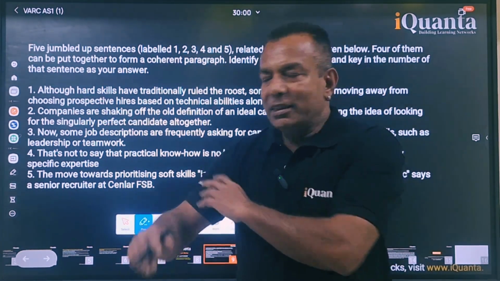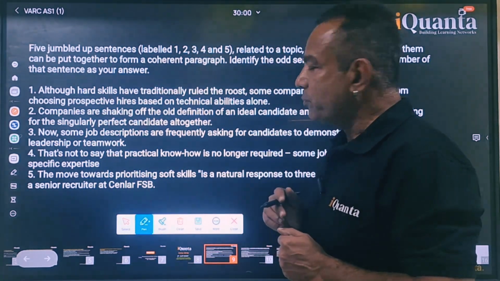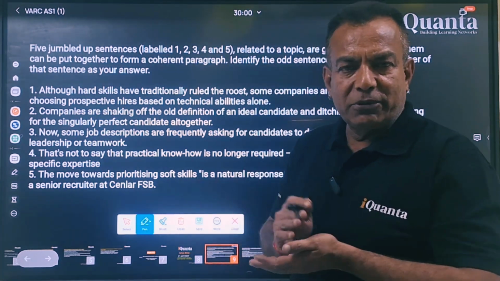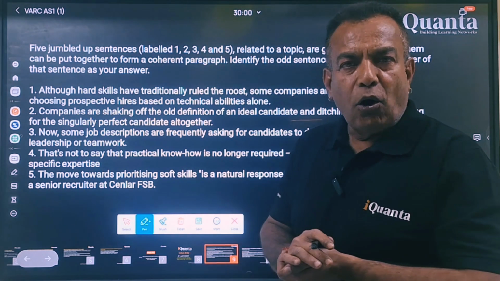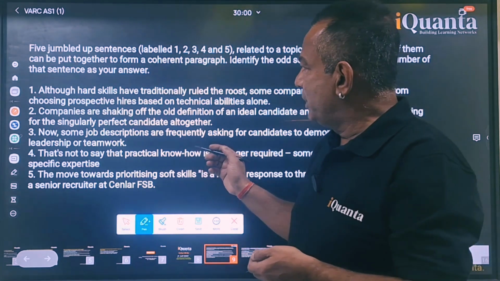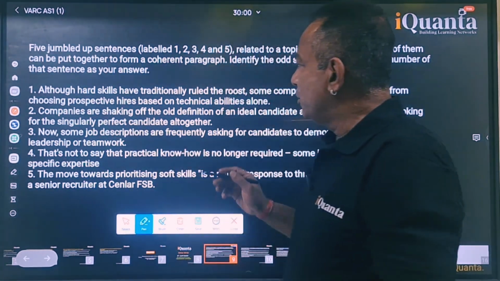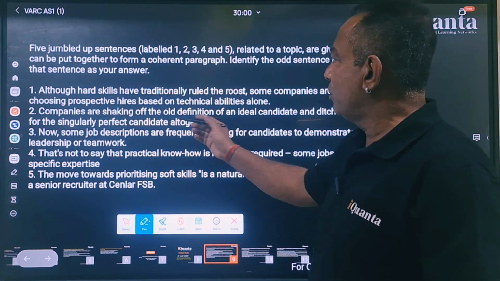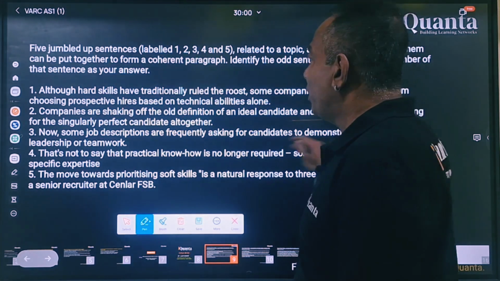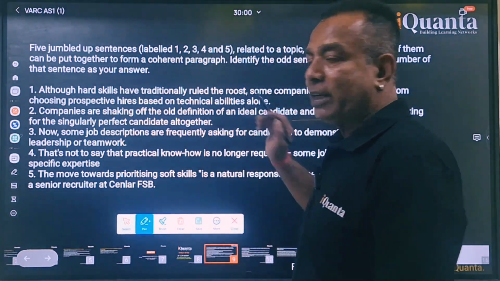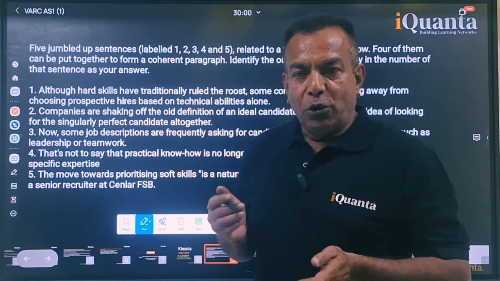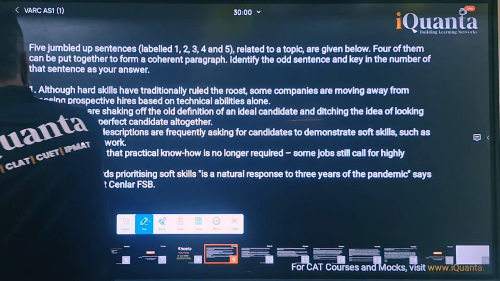So basically, this paragraph, if we make it up, is talking about hard skills and soft skills, but then we have to find the odd one out, the one that does not fit in. In this case, number 2 is not talking about the skills. It's talking about the old definition of an ideal candidate and ditching the idea of looking for a singularly perfect candidate altogether. But they are not talking about the skill sets, hard skills or soft skills. So the answer would be number 2.